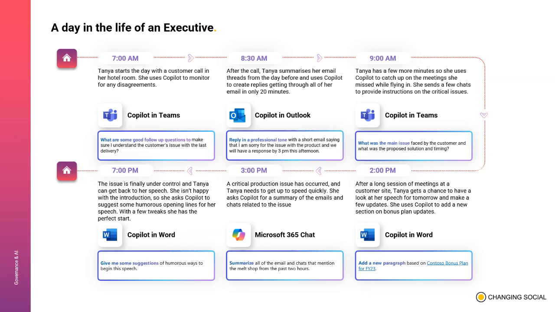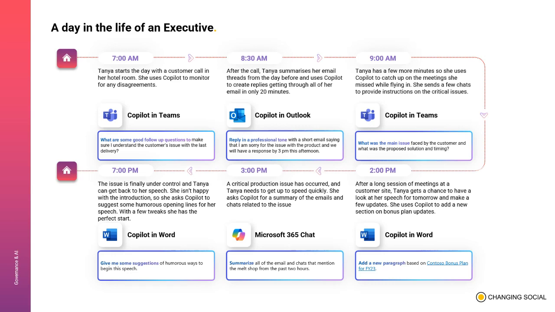At 9 a.m., despite being on the go, Tanya still doesn't miss a beat. She checks in on meetings that she couldn't attend, using Copilot to send instructions on urgent matters and understand what any urgent matters might be. At 2 p.m., after a demanding day of meetings, Tanya taps into Copilot once more, this time to update a speech with the latest bonus plan details. And her day's challenges are peaking at 3 p.m. with a critical production issue. But Copilot is there to provide a summary of all the relevant communications, helping her to get quickly up to speed.